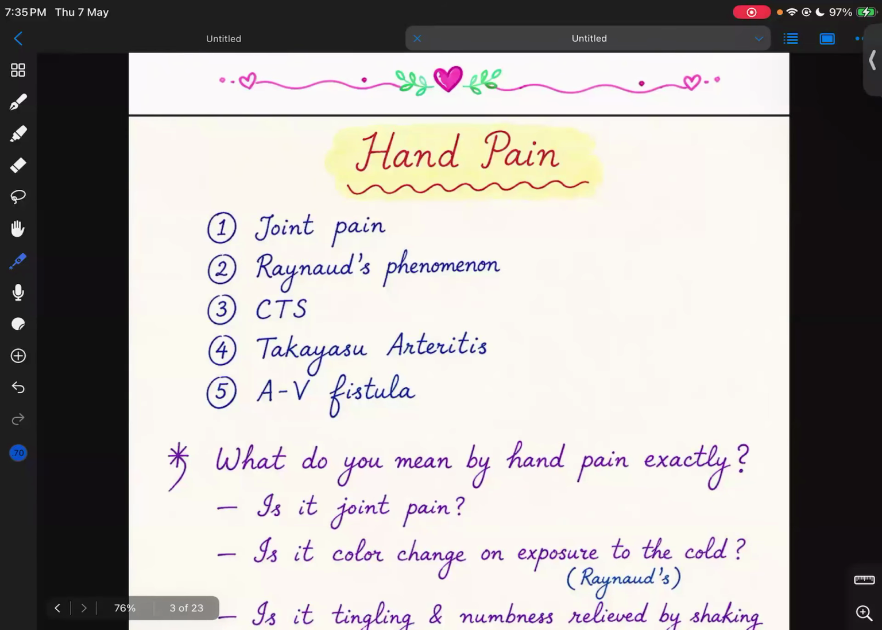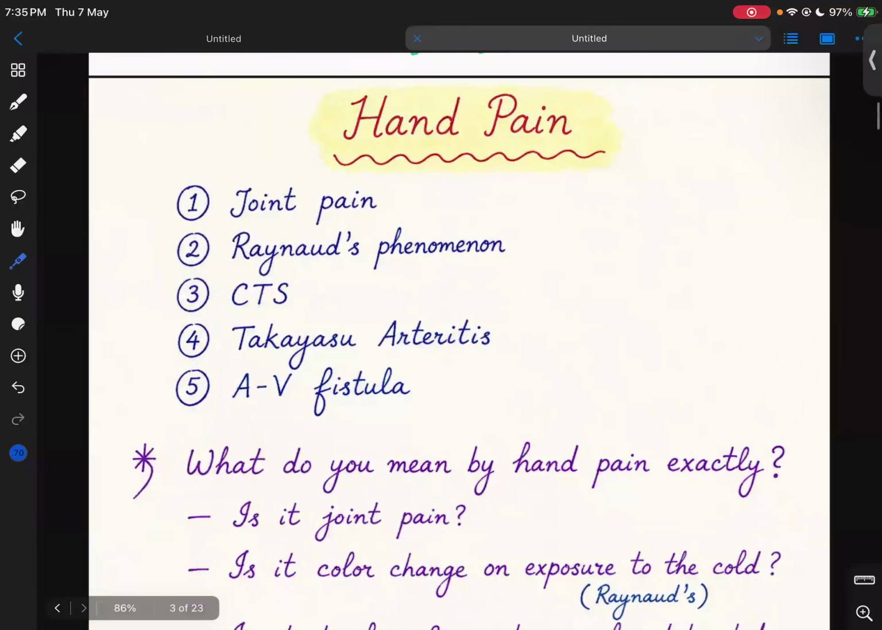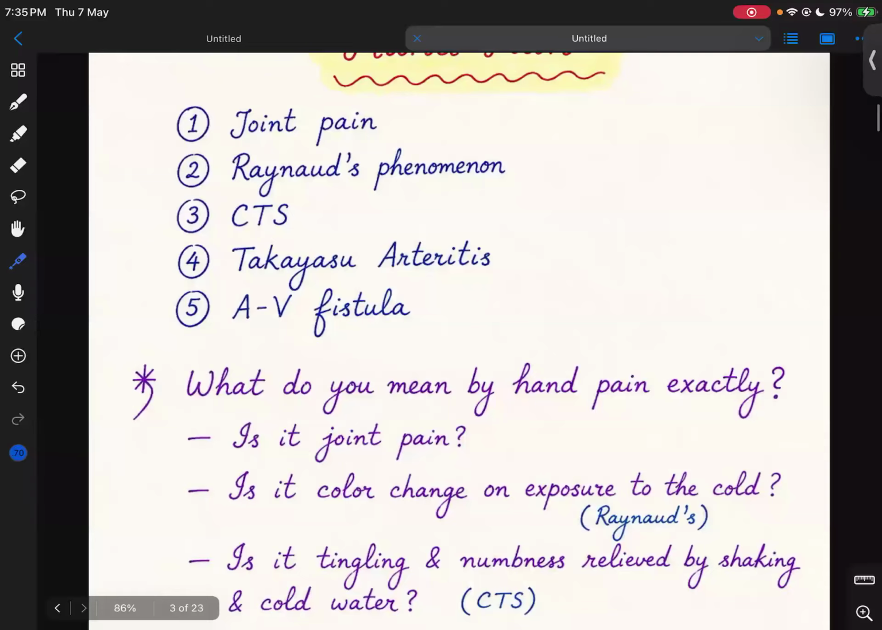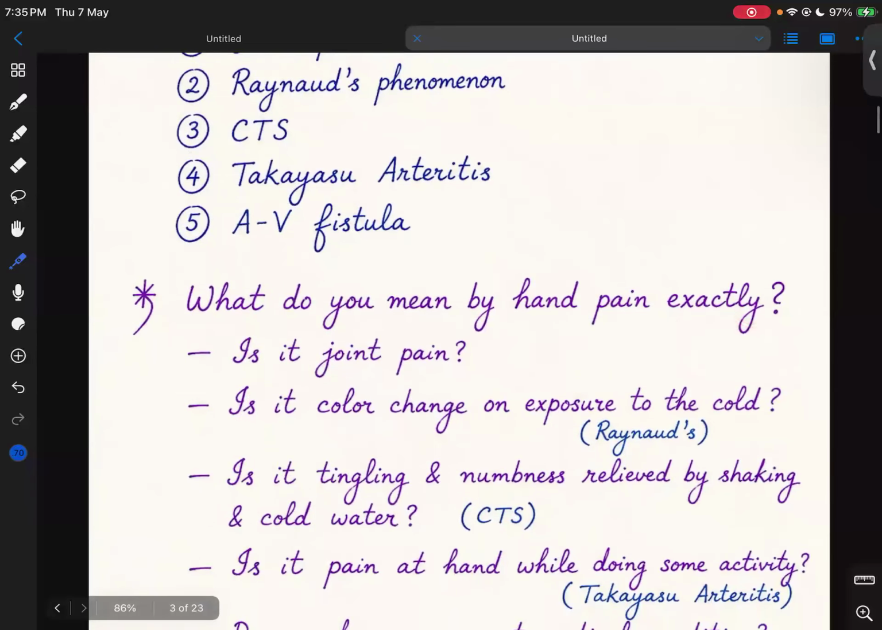So, how to approach a case of hand pain? Whenever in the PACES exam we are given a prompt like a 35-year-old Mr. Alexander has come to you with hand pain. Please talk to him, examine him, and meet his concern. That is how the instruction will be given. So right after entering the station, our first question will be, what do you mean by hand pain exactly? Is it joint pain?